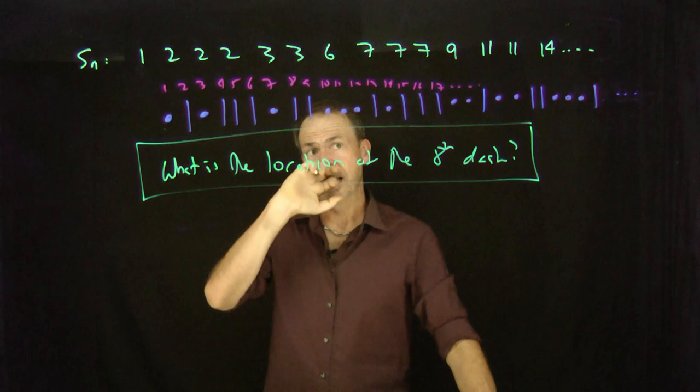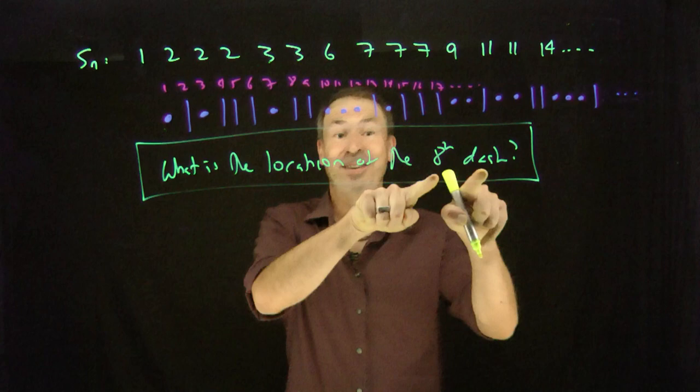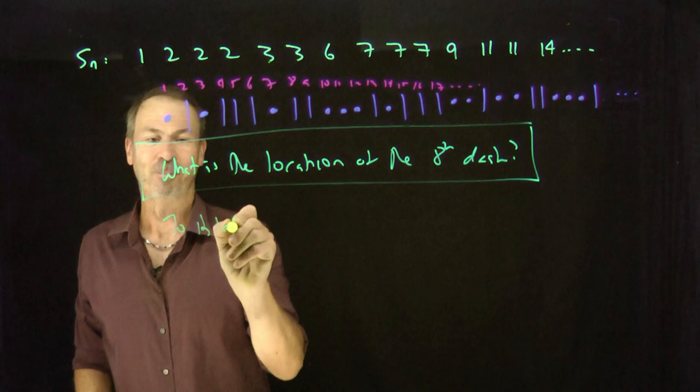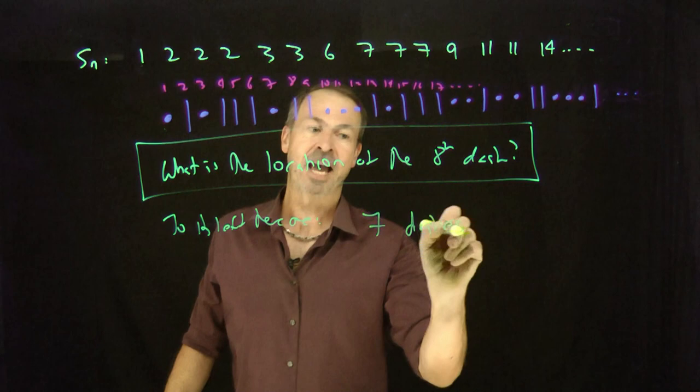But how can I deduce that without looking at the picture? Well, its location is actually given by how many things are to its left. I know lots of stuff about how many things are to its left. For example, if it's the eighth dash, I know there are seven dashes to its left. So to its left, there are, bad handwriting, seven dashes, because if it's the eighth dash, there must be seven dashes to its left.